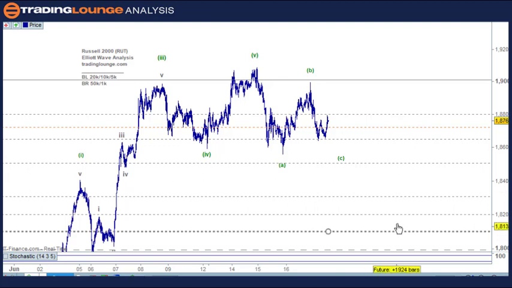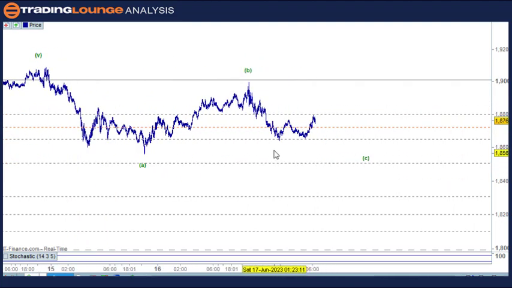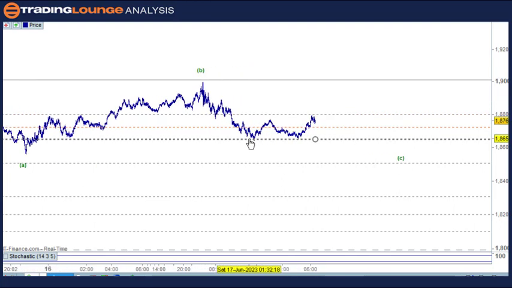Okay, so for the Russell here, we were looking for 1, 2, 3, 4, 5 for the top here, and it does look like we've got 1, 2, 3, 4, 5 here. Not a very nice fifth wave here, then an A and a B and a C here. Don't really have 5 waves down here just yet. I've got 5 waves in here. It's a little bit rough and ready.